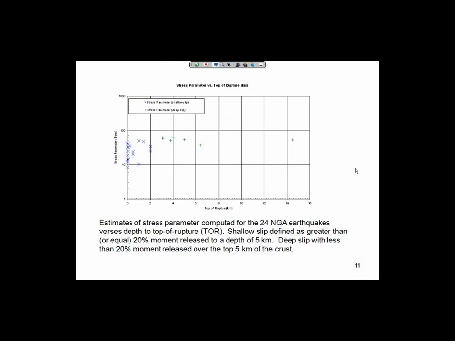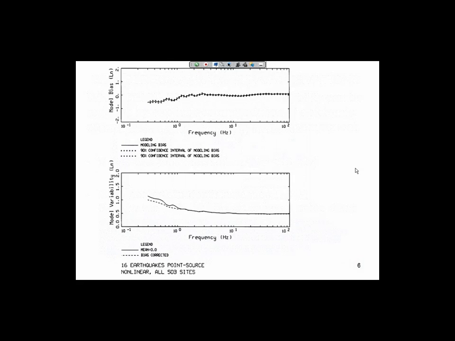The second question is, Bob, could you clarify, you've talked about two parameters, top of rupture and shallow slip, and you define shallow slip as more than 20% of the moment in the top 5 kilometers. Correct. Are those two different parameters? Yeah. And, okay, so they're actually two parameters you've been using.